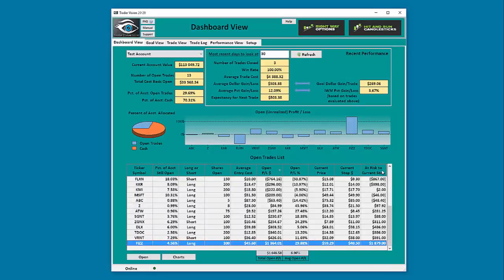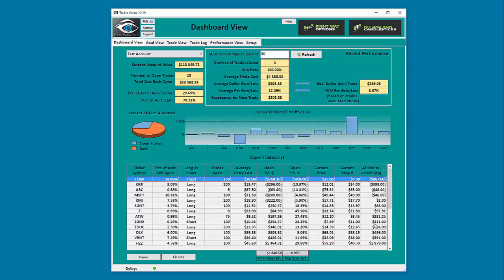Another way we can look at these open trades, let's just spread this out a bit. Another way that we can manage our trades is to look at the risk to the current stop. So if we sort by that, we can see that we have not moved the stop up on FIZZ, and so even though we're up 30%, having not moved that stop, if price were to fall down to our stop, we would lose almost $1,900. That tells us right away we need to either move that stop or take our profits.